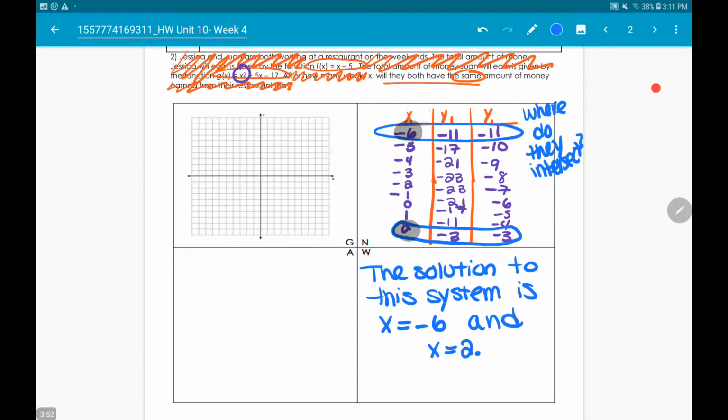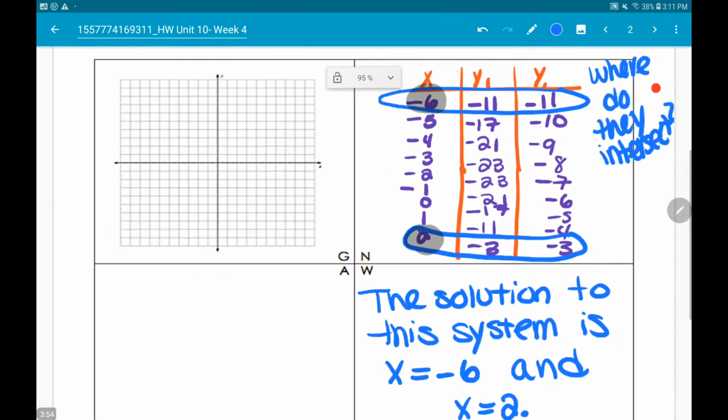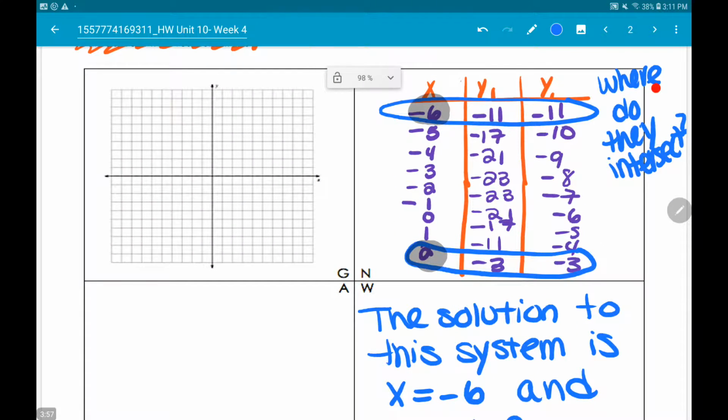Now, because these numbers are larger, I'm going to count by 2's on my graph. So that way I can fit everything. So they don't always have to go by ones. You can scale if it doesn't fit. So let's go ahead and plot the quadratic first.